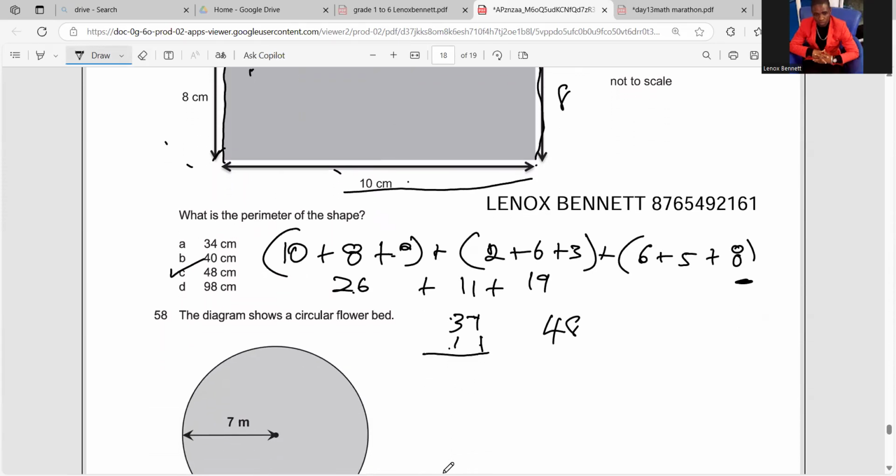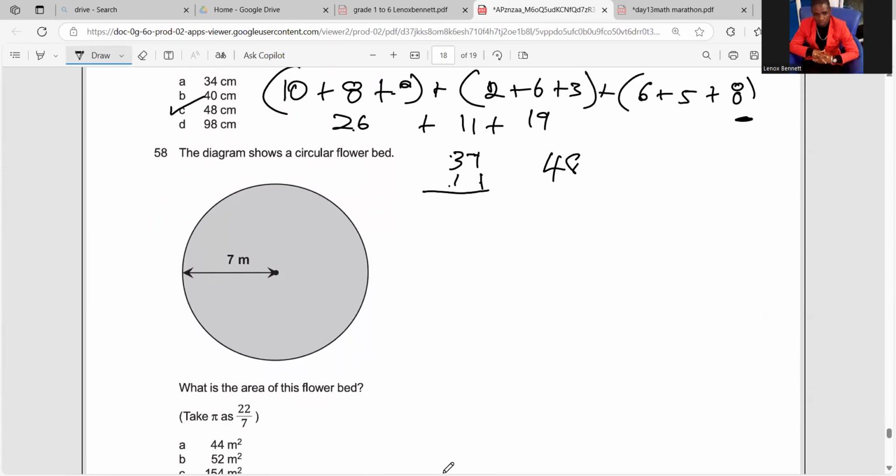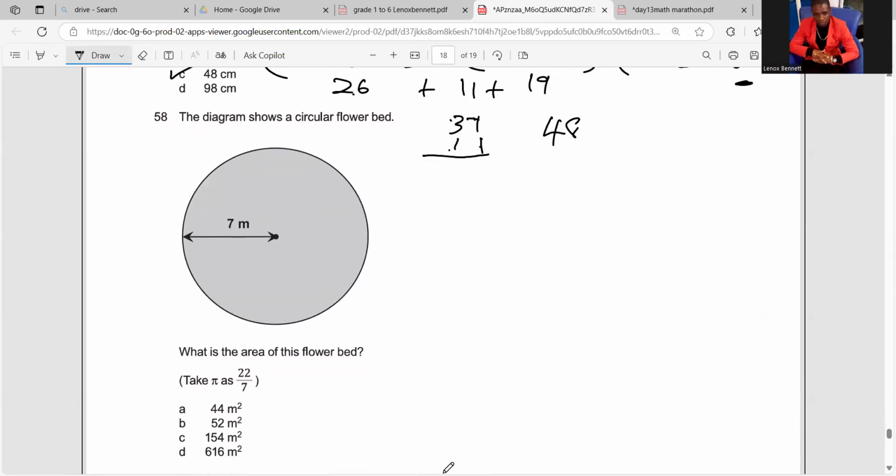Very nice one though. Alright, the diagram shows a circular flower bed. What is the area of the flower bed? Go ahead and work that one down. And use pi as 22 over 7.